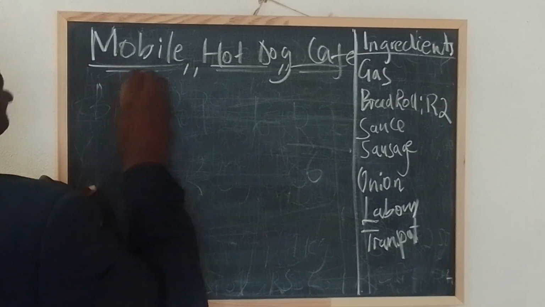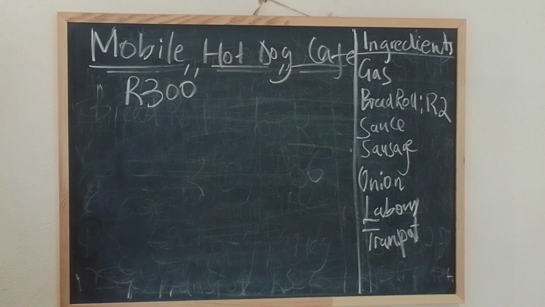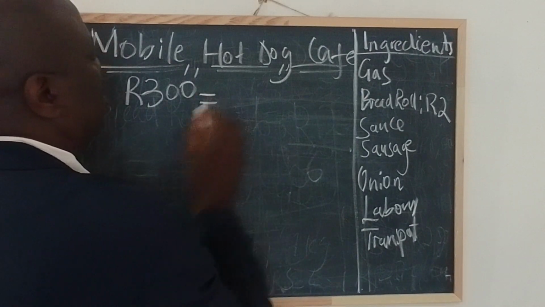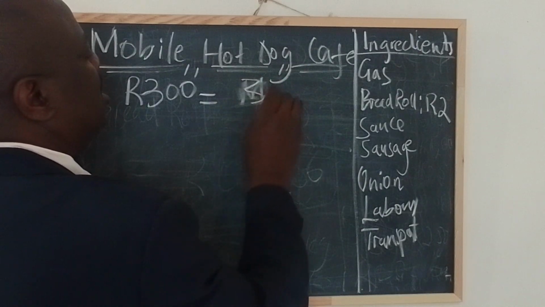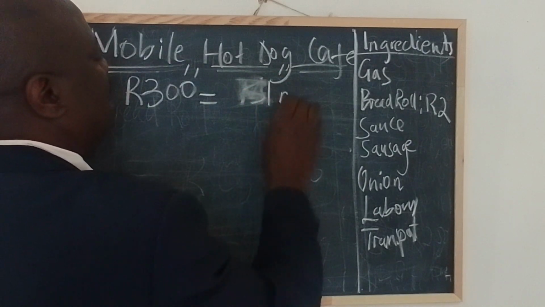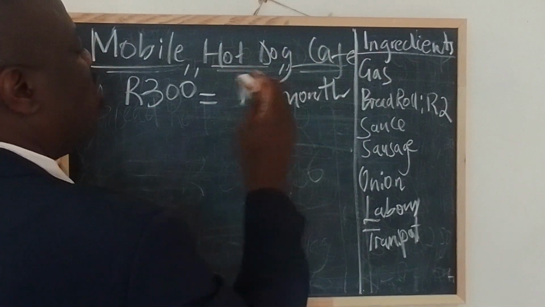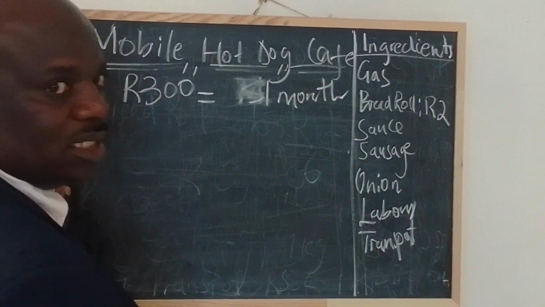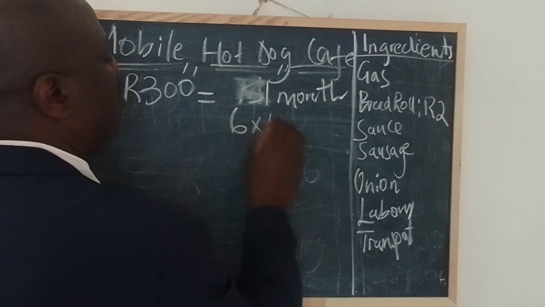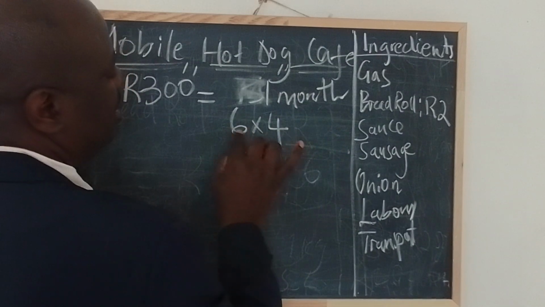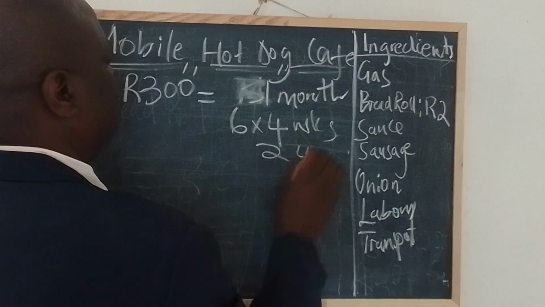Now let's go to gas. Suppose we will buy our gas for 300 rands. It's a 9 kg bottle. And how long do we use it for? For the whole month. It takes us 1 month. But here's another thing. We only work 6 days per week. And then 6 days times 4 weeks gives us 24.